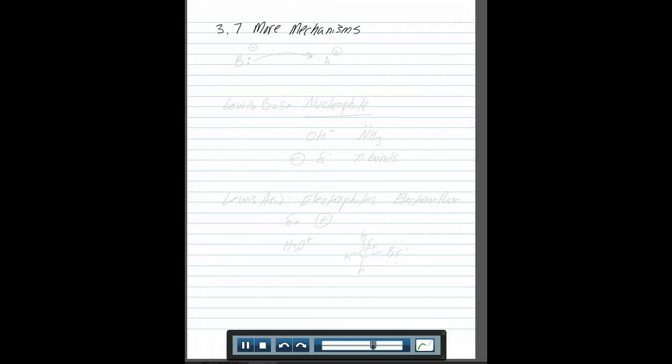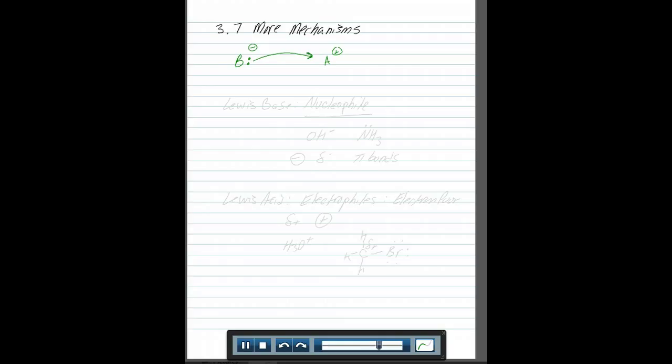Section 3.7 is more about mechanisms, in particular about polar reactions. That's basically implying a heterolytic reaction. But basically, what you have to remember is that your Lewis base always shares the electrons to your Lewis acid. So the negative thing always gives the electrons to the acid. So your arrows always go from base to acid. You always have to remember that.